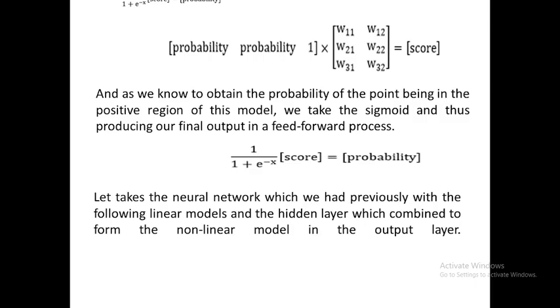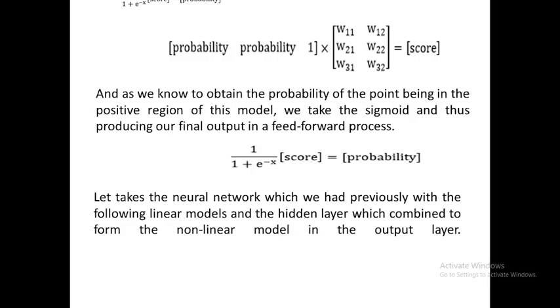So again we have calculated the next set of inputs and then weights are given, and as we know, to obtain the probability of the point being in the positive region of this model, we take the sigmoid and thus produce our final output in the feed forward process. So 1 by 1 plus e power minus x, that is equal to the probability.